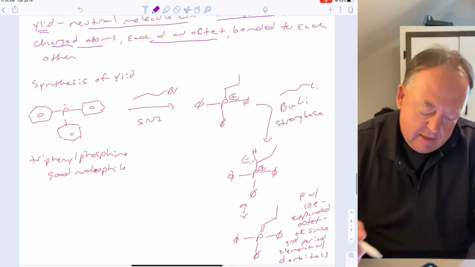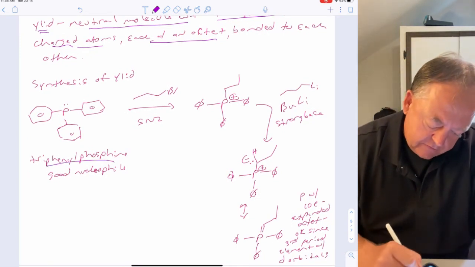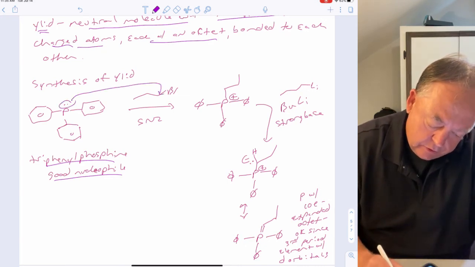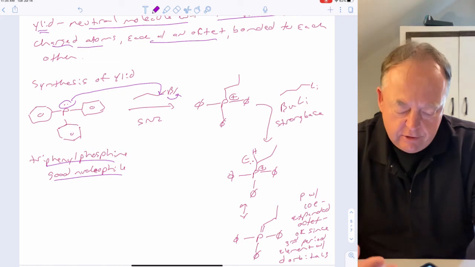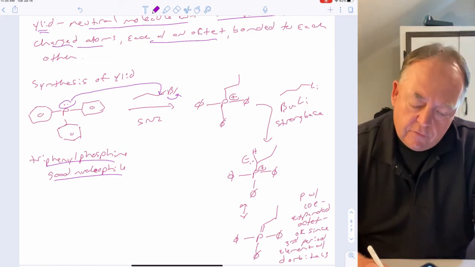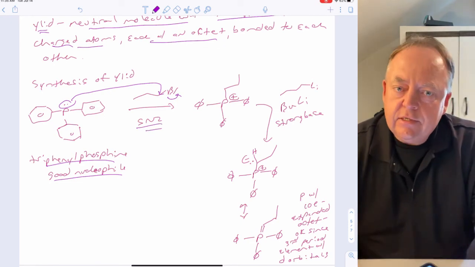Okay, so how do you make it? You start with triphenylphosphine, which is a very good nucleophile. So phosphorus attacks carbon, so you'd react it with an alkyl halide typically, or something with a good leaving group, so that the phosphorus can attack the carbon and kick off the leaving group, and that's just an SN2 reaction.